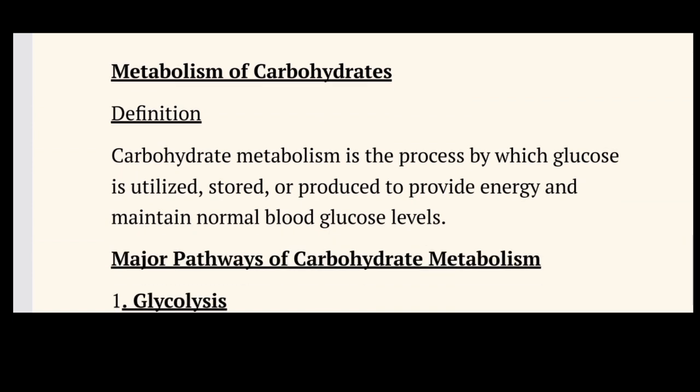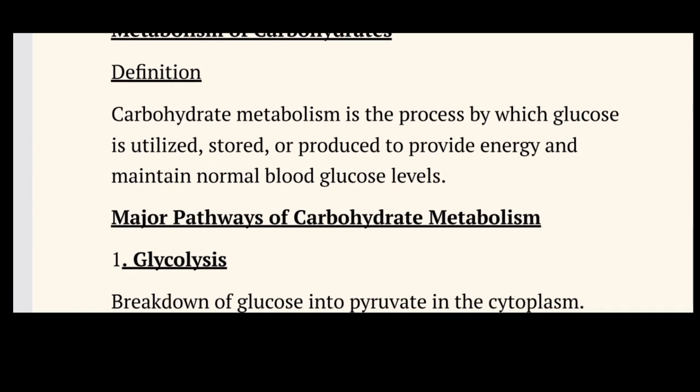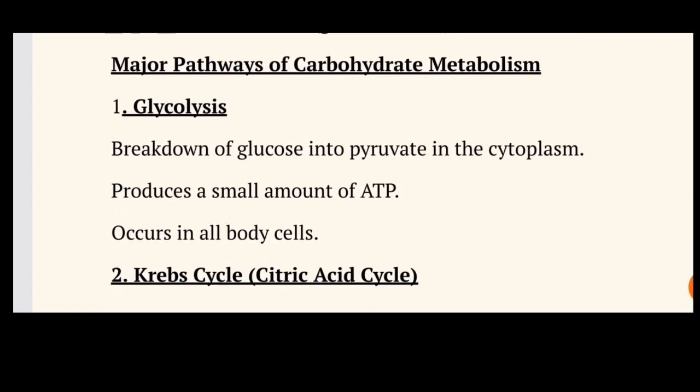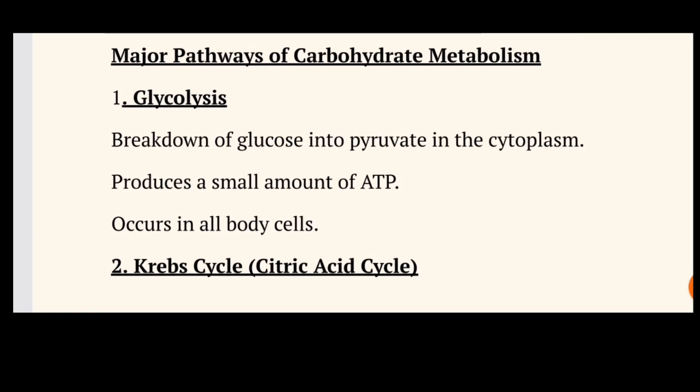Carbohydrate metabolism is the process by which glucose is utilized, stored, and produced to provide energy and maintain normal body functions. Okay, then the major pathways of carbohydrate metabolism. The first pathway is glycolysis. Glycolysis means breakdown of glucose into pyruvate in the cytoplasm, producing a small amount of ATP. It occurs in body cells. Then the Krebs cycle, the citric acid cycle.